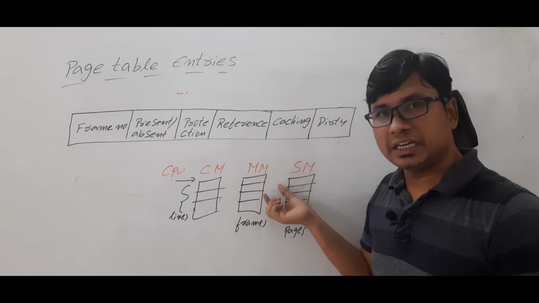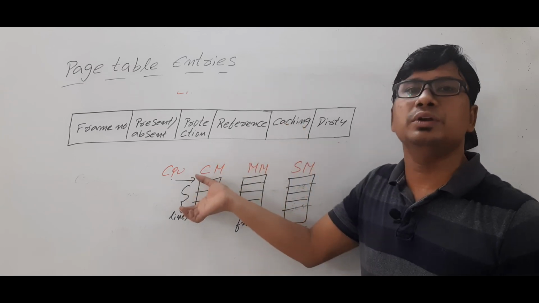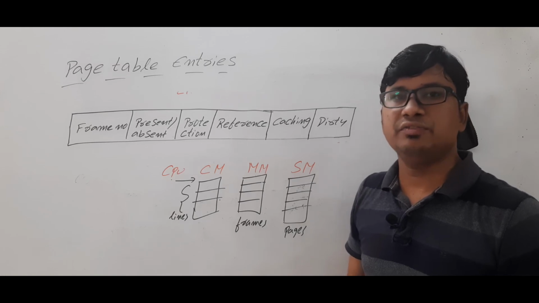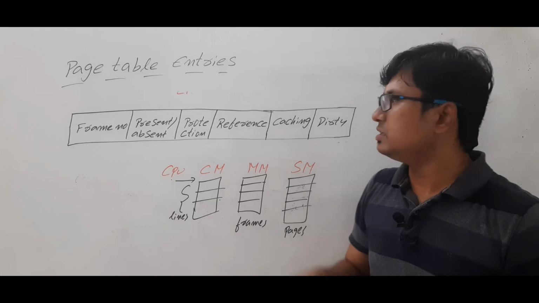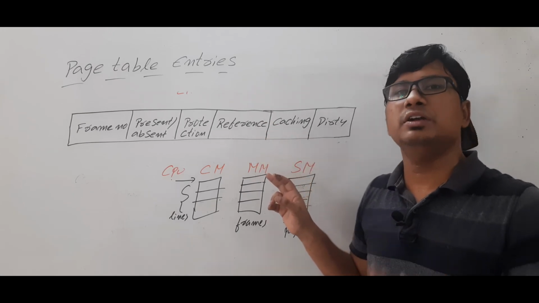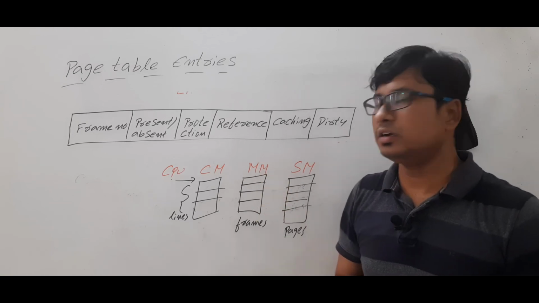Meaning, if I say cache disabled, then the particular page will not be loaded in the cache memory. Is it clear? If it is enabled, a particular page can be there in the cache memory. So that is the purpose of the cache enabled or disabled bit. It says whether the particular page is allowed to be stored in the cache memory or not.